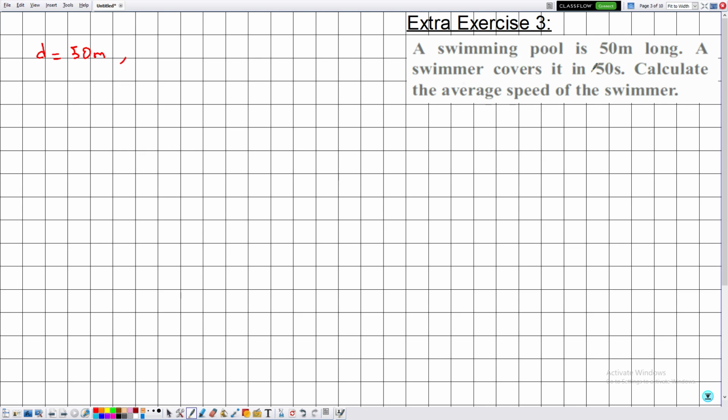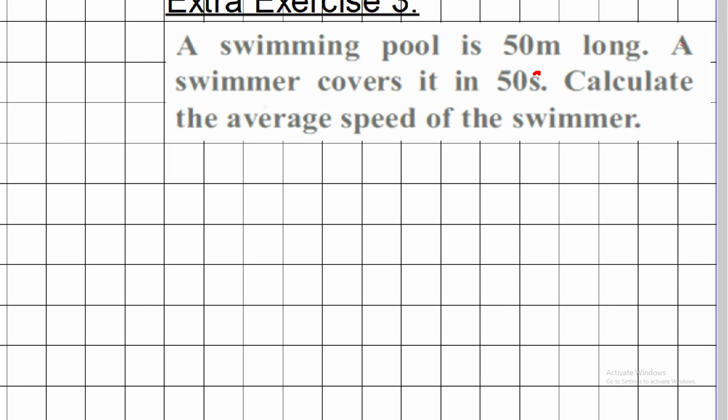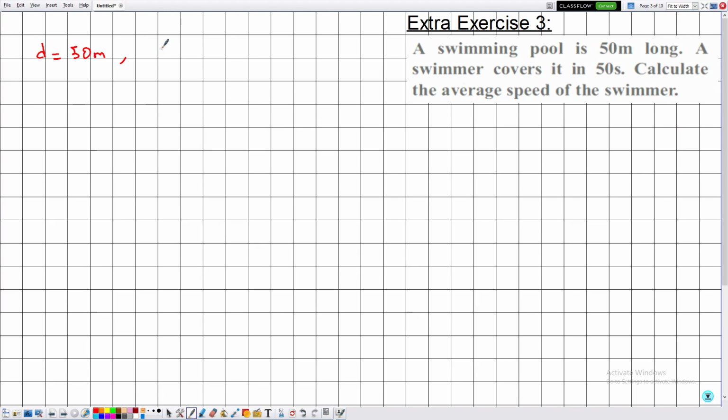And they are telling us a swimmer covers it in 50 seconds. Because seconds is the SI unit of time, this quantity represents time. Now what does it represent? Does it represent an instant time t1 or t2, or the duration delta t? Because they gave us one value of time, it represents the duration delta t. However, if they gave us two instant times representing two different events, then they would represent the instant times. So in this case, the duration delta t is given by 50 seconds.